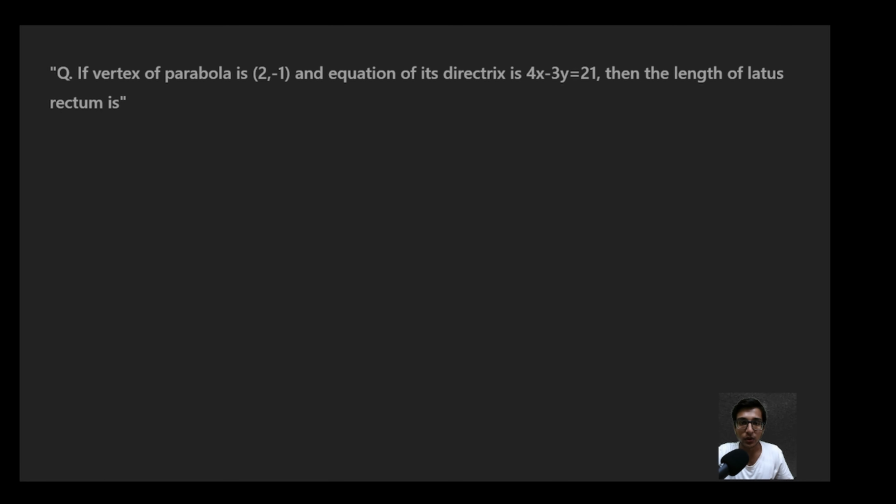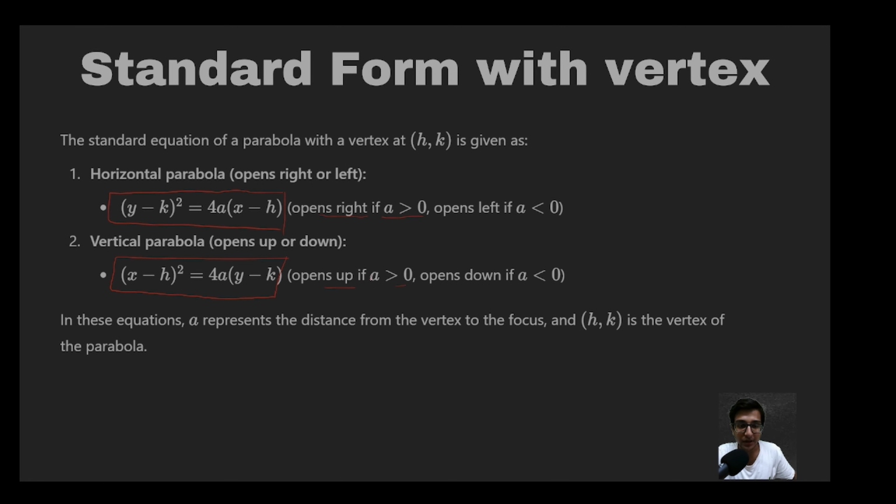Now let's look at this question. This question is again based on the same concepts that we've used. I hope you all remember I had told you that if this is our directrix, this is our parabola, this is our vertex, which is (h, k), and this is our focus. This distance will always remain a because here a has been given to you, and this 4a justifies the length of latus rectum.